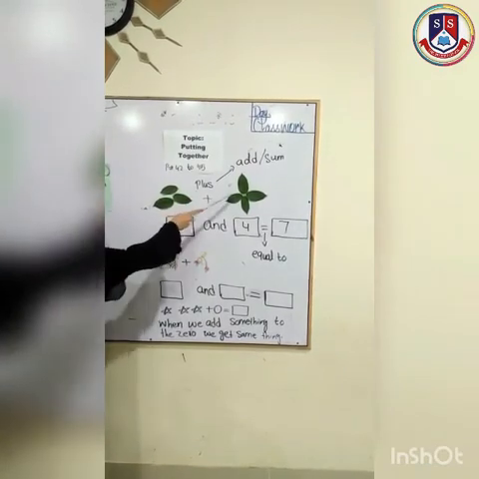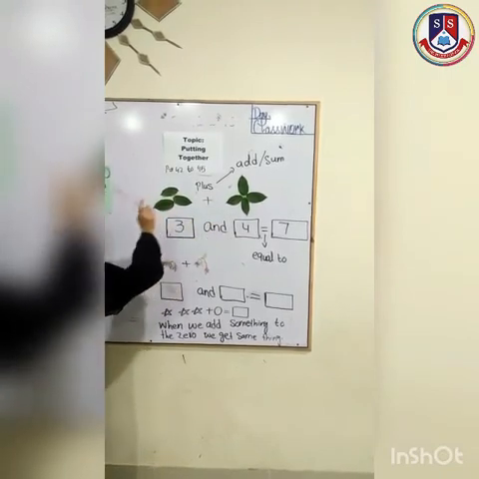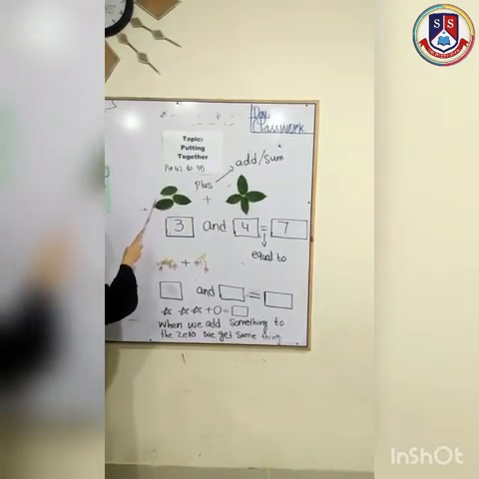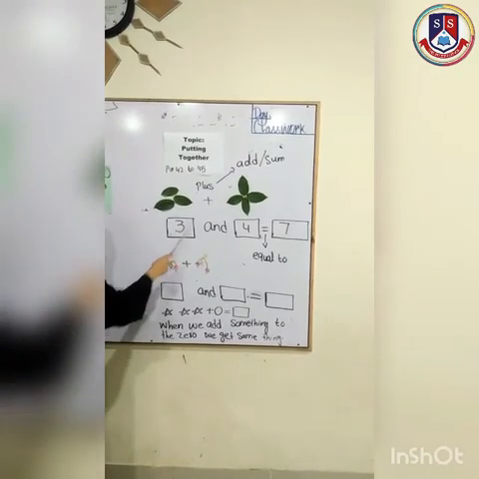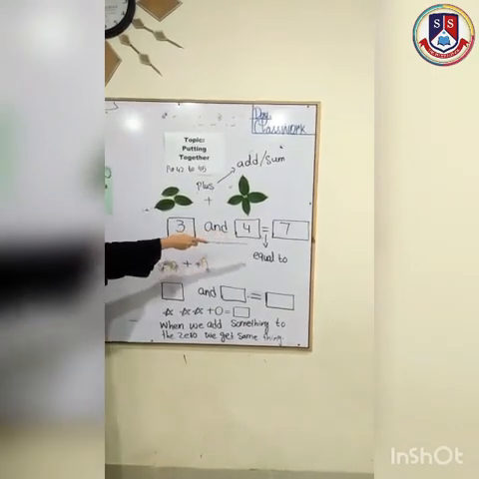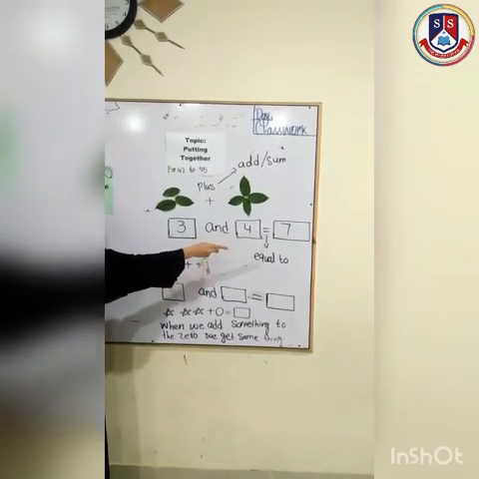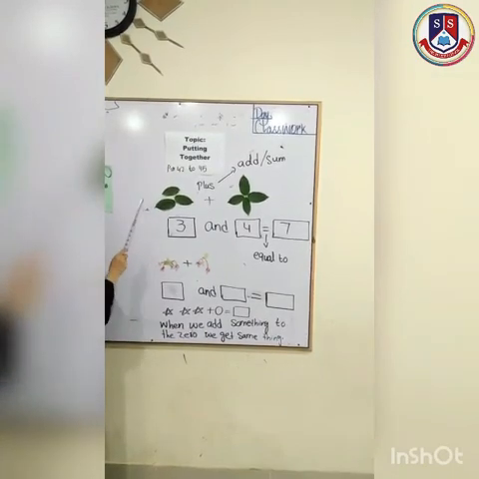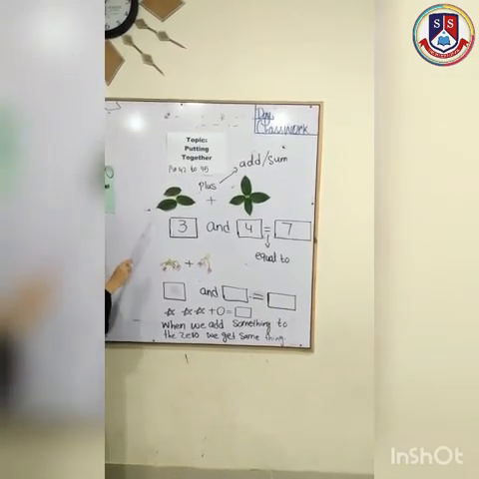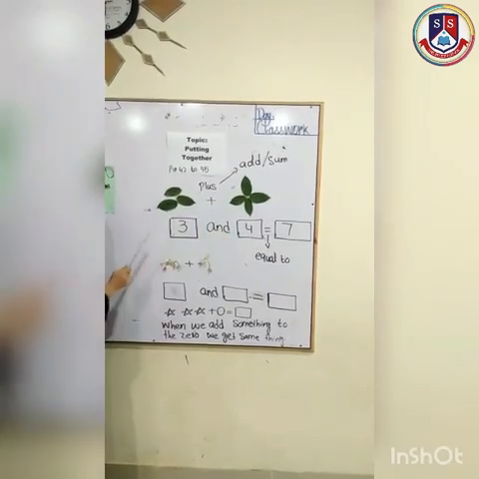How many leaves are there? 1, 2, 3, 4. And how many leaves are at the left side? 1, 2, 3. 4 plus 3 equals 7. What is this? This is the sign of equal. Equal means बराबर. 4 और 3 को जमा किया, प्लस किया, ऐड किया, टोटल किया, सम किया, कंबाइन किया, तो हमें हमारा आंसर मिल गया 7.